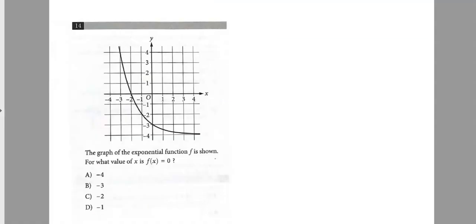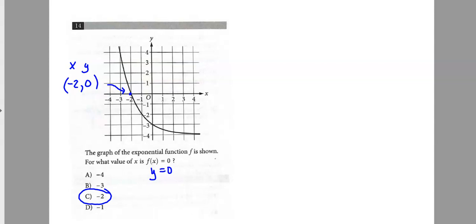All right, number 14. It's like we have an exponential decay problem here, exponential decrease. But what do we need from it? The graph of the exponential function is shown. For what value of x is f of x equal to 0? Well, remember, f of x is really just y, our output. So when is y equal to 0? Well, y is equal to 0 right here, because at that ordered pair, x is -2, the y value is 0. So for what value of x, -2 is the value of x. That gives me a 0 there.